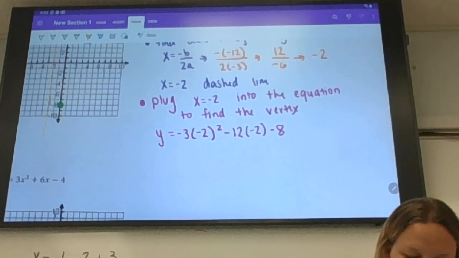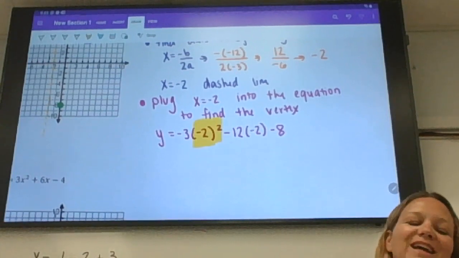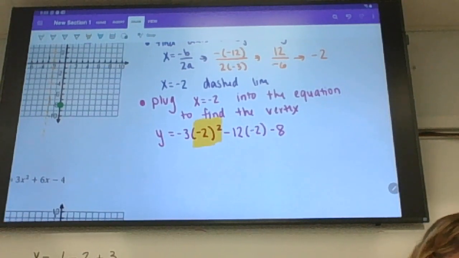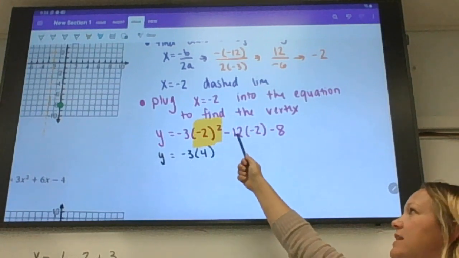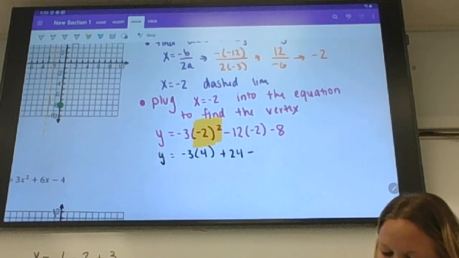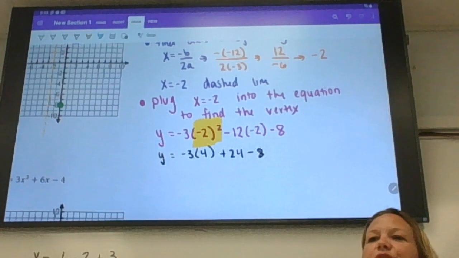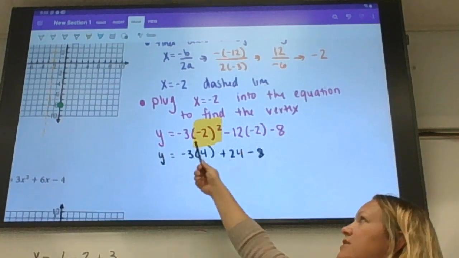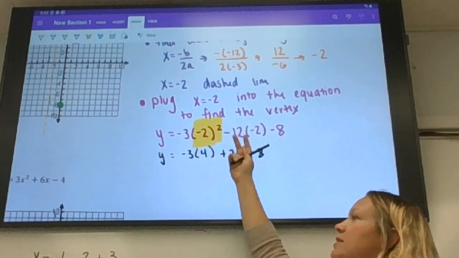PEMDAS: parentheses and exponents will go first. So I'm going to do negative 2 squared. So that's negative 3 times 4. I can also go ahead and do negative 12 times negative 2, and that's a positive 24, minus 8. You can put all of this in your calculator and hit enter, and it'll come out. You just got to be careful about the parentheses.